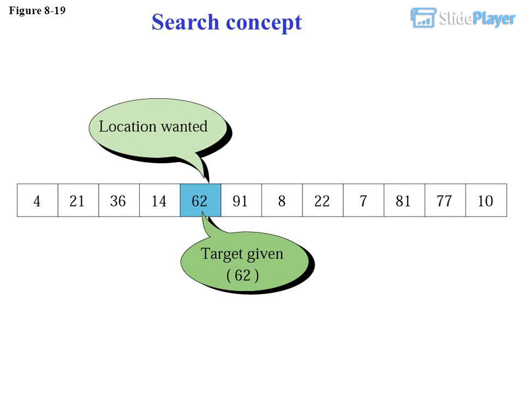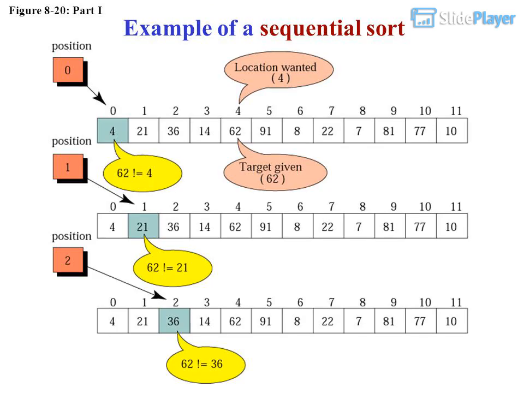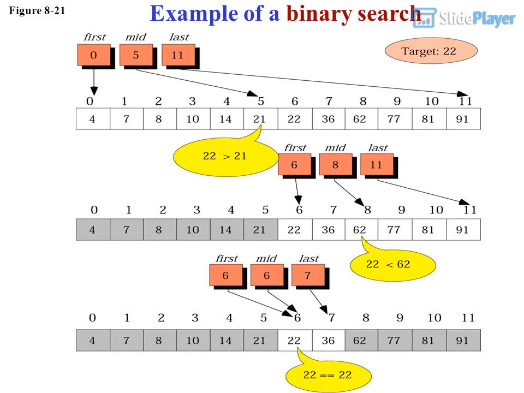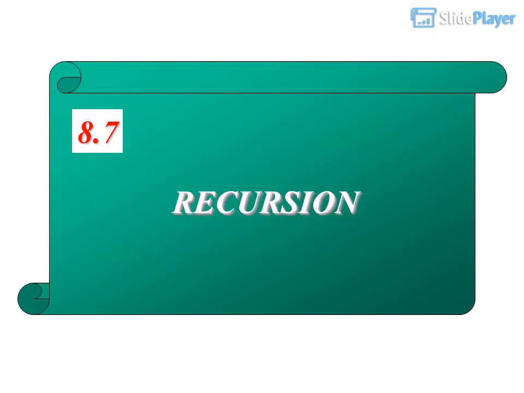Example of a sequential search. Figure 8.20, Part 1. Example of a sequential search. Figure 8.20, Part 2. Example of a sequential search. Example of a binary search. Figure 8.21. 8.7. Recursion.